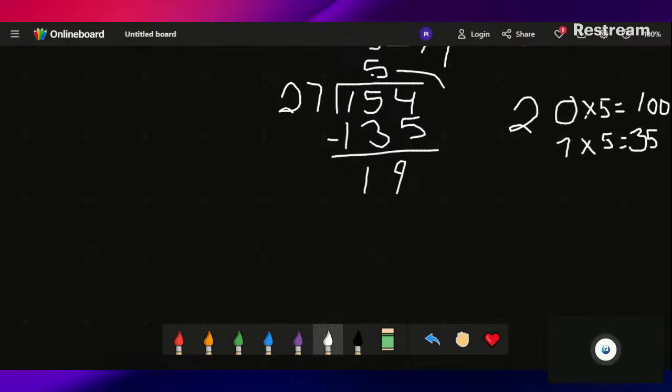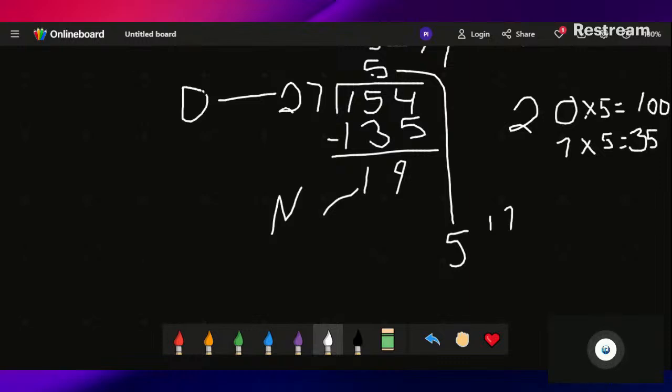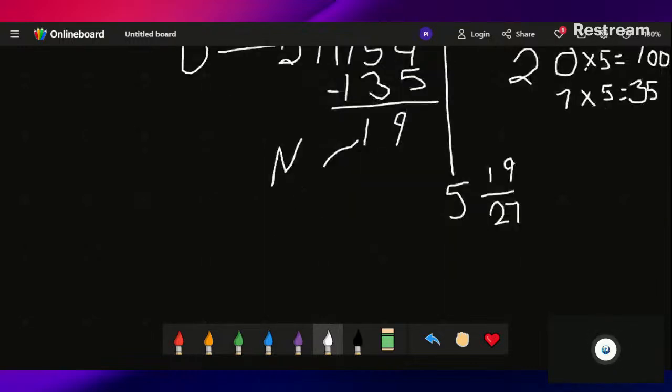We're going to bring this number down here. This is our answer. This is always going to be our numerator. This number right here, 27, is going to be our denominator. So we're going to write this out. We have 5 and 19 and 27. So 5, 19 over 27. Can we reduce this? No. So this is going to be our final answer. And then we return everything back into a mixed number form.